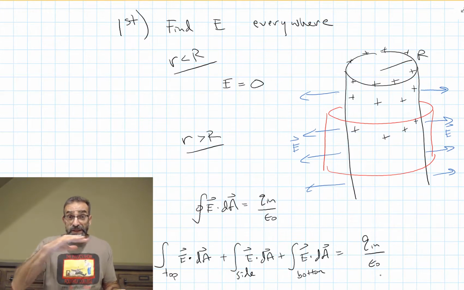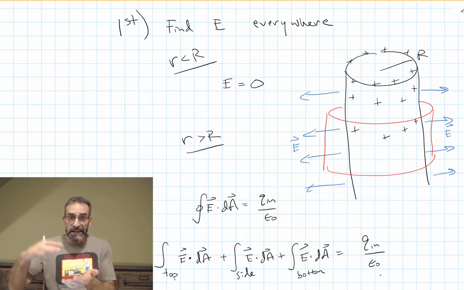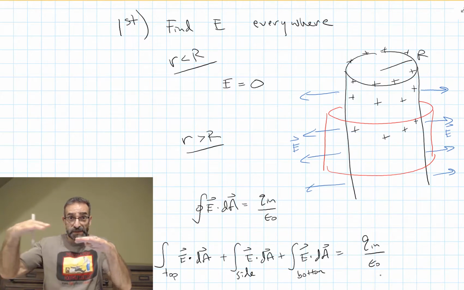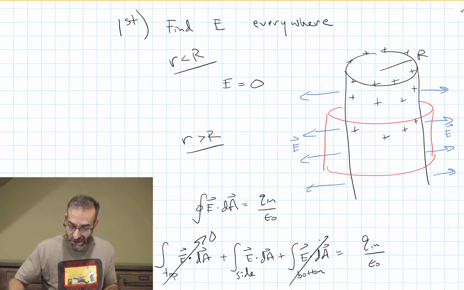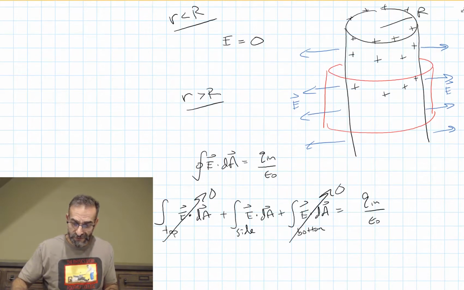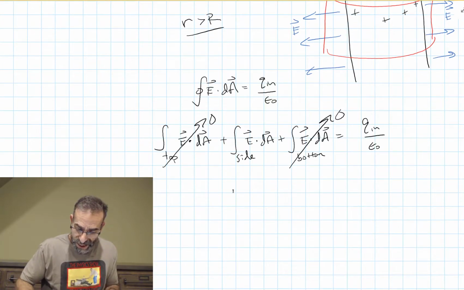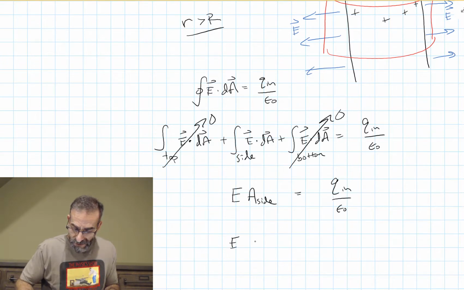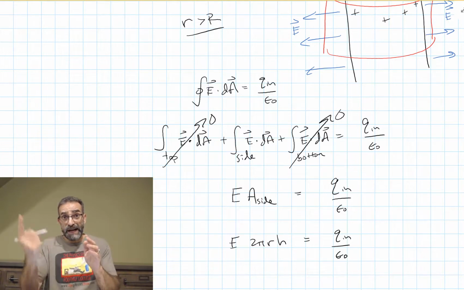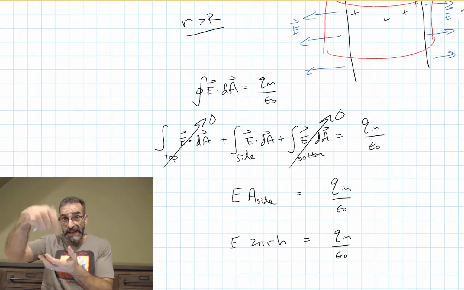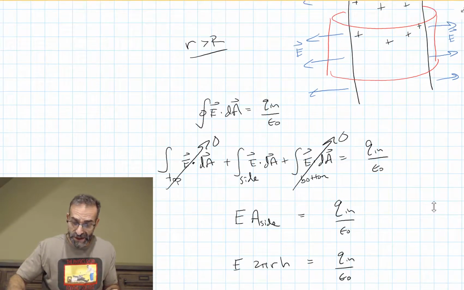The integral over the top and the bottom are zero. There is no flux through those surfaces. The electric field skims along those surfaces parallel to them. It does not penetrate those surfaces. Those are zero. The integral over the side gives me E times the area of the side. And the area of a side of a cylinder is 2 pi r, right, the circumference of the circle if you're looking down at the end, times the height, where this is the height.